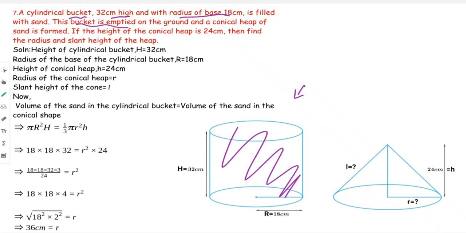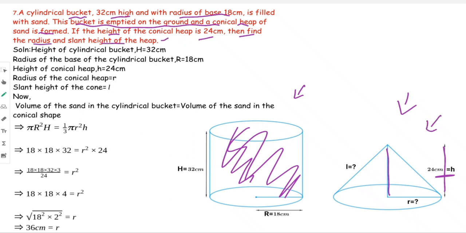This bucket is emptied on the ground and a conical heap of sand is formed. Alright, so remember, this was filled with sand, right? So the sand has been taken out and it has been formed into a conical heap. Alright, and they've given us the height of the cone is how much? 24 centimeter. Okay, height means this region. All right, so you can see here already given to us 24. Question is, find the radius and the slant height of the heap or of the cone.